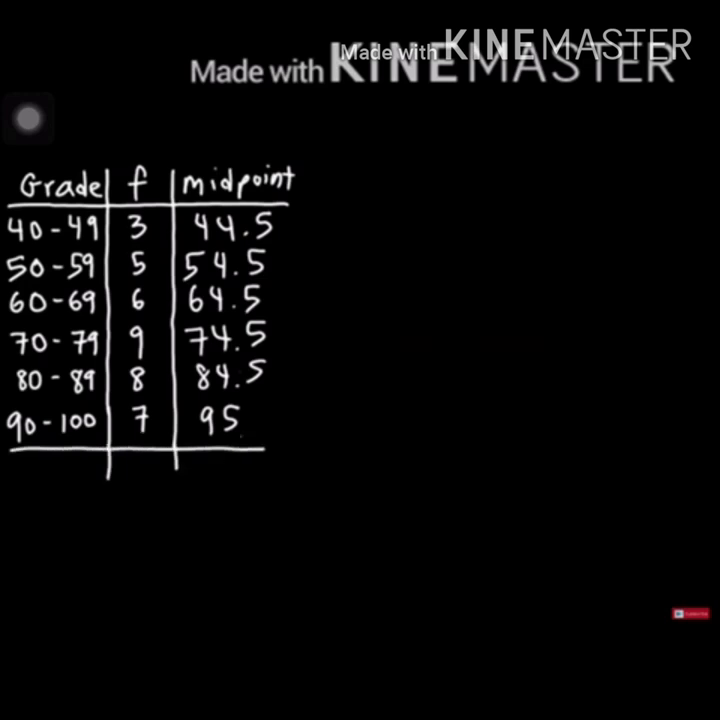Now our next step is to take the sum of the frequency column. So this will give us this particular value which will help us to calculate the mean. So it's going to be 3 plus 5 plus 6 plus 9 plus 8 plus 7. So this tells us how many students are in the class. And so there's a total of 38 students in this class.